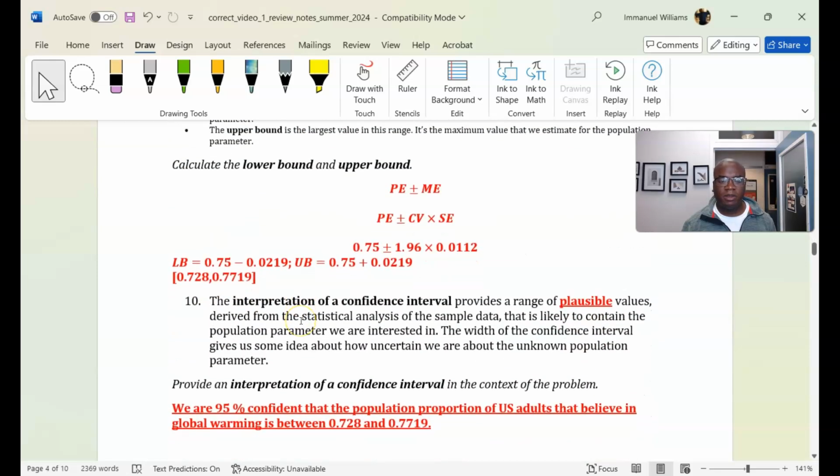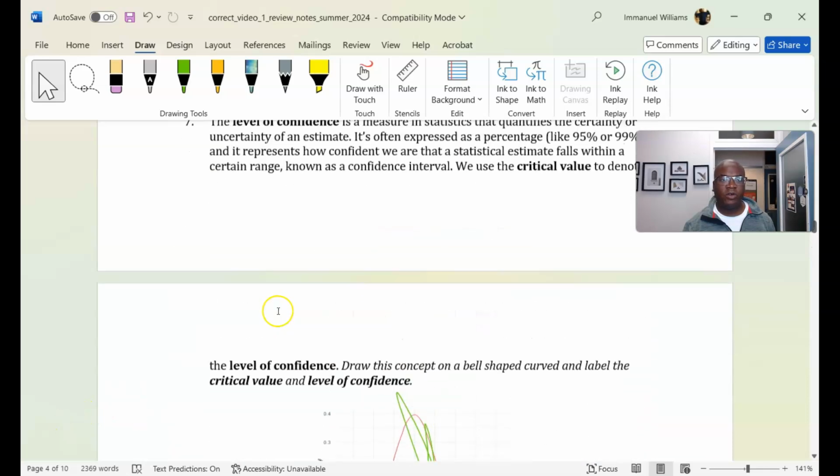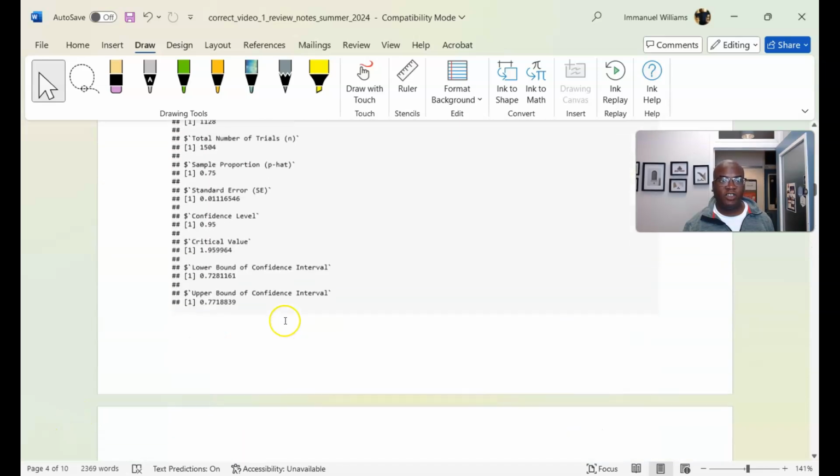Finally, in terms of interpretation, we are 95% confident that the population proportion of U.S. adults that believe in global warming is in between 0.728, which we found here, and 0.7719. Okay? All right, so that's it for this part. We have another part in this video.